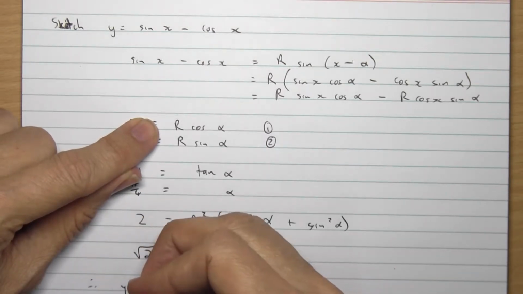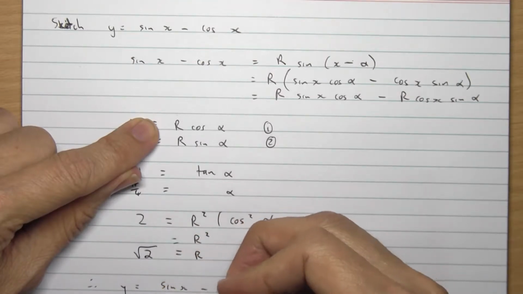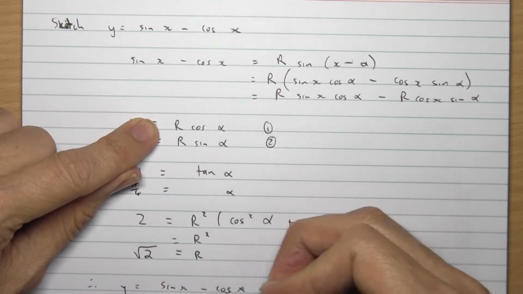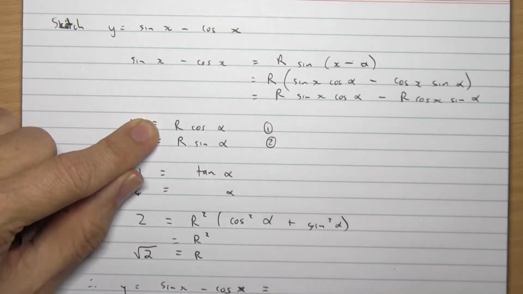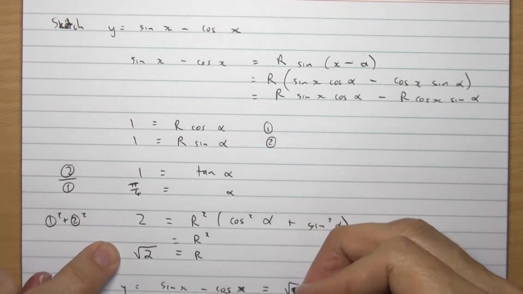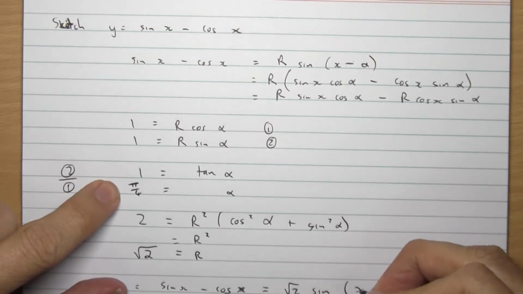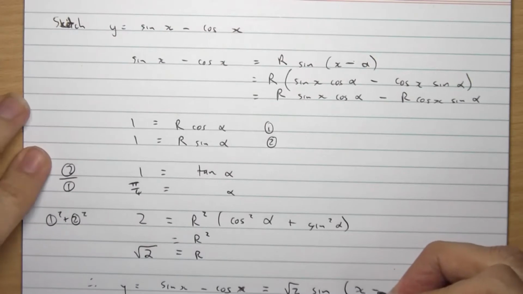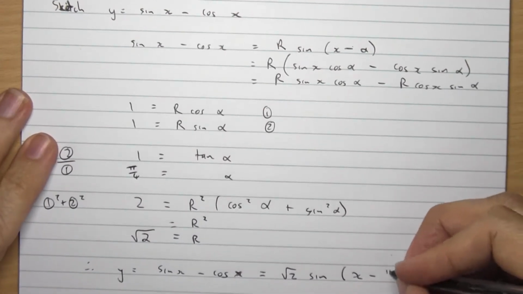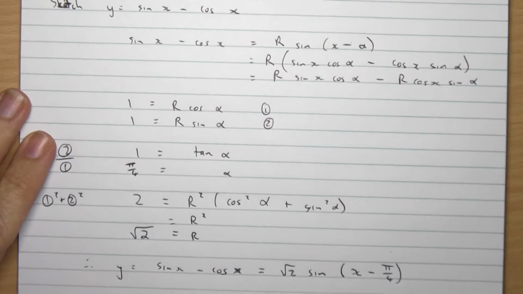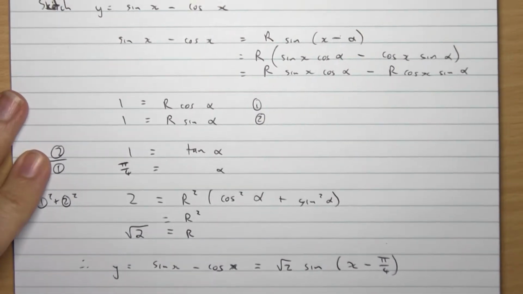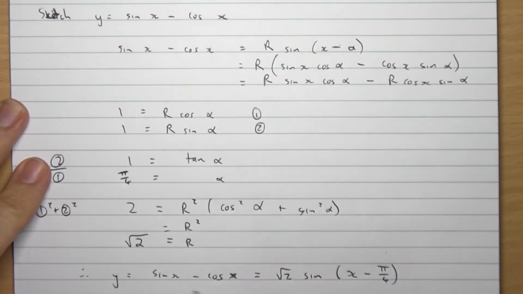And therefore y equals sine x minus cos x is the same as root 2 sine x minus pi on 4. Sorry, just realised I went just off the bottom there. So I've written my original function as a single sine. Now I should be able to sketch it.